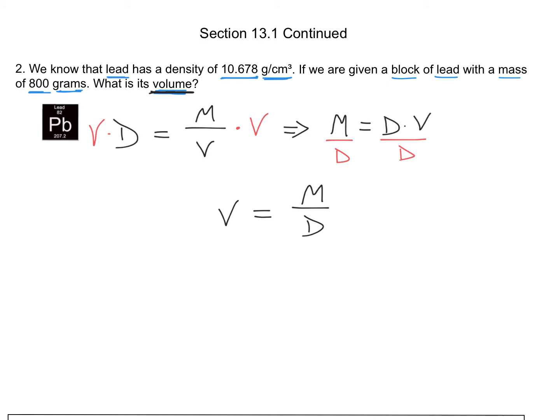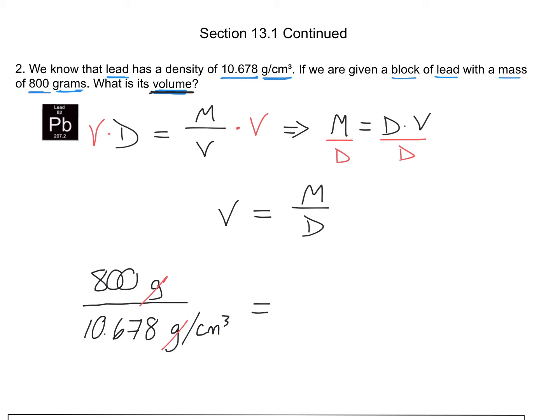So they tell me my mass is 800 grams. And they specifically tell me my density is 10.678 grams per centimeter cubed. Now what's going to happen here with my units is the grams are going to cancel out. My final units are going to be in centimeters cubed, because it's volume.